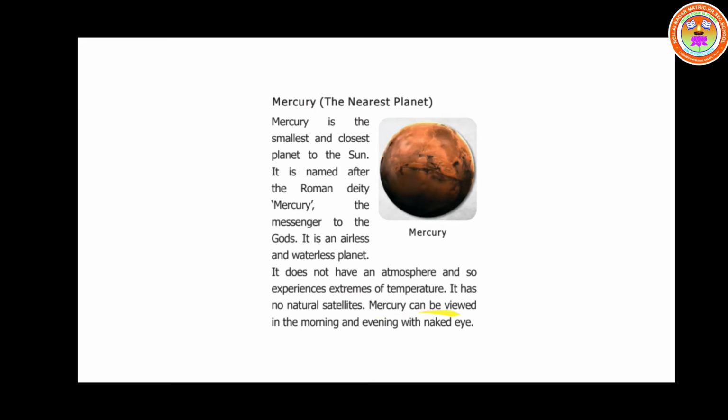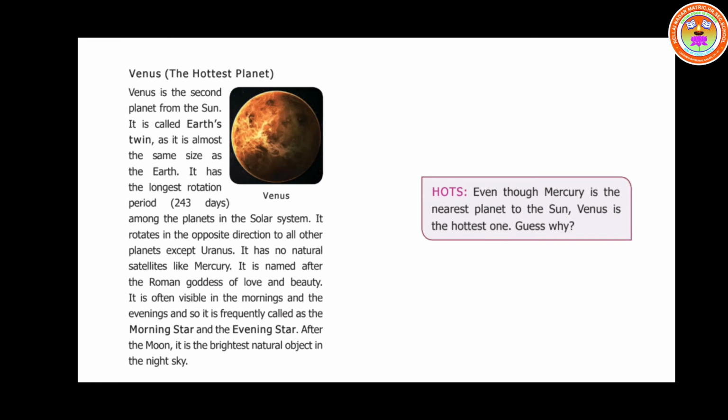Mercury can be viewed in the morning and evening with the naked eye. Naked eye means without a telescope we can see this planet. That's all about this planet Mercury. Now let us see the next planet, Venus. It is also called the hottest planet.